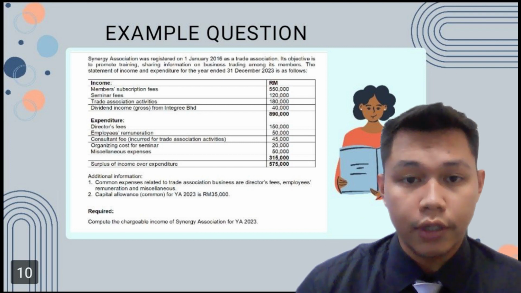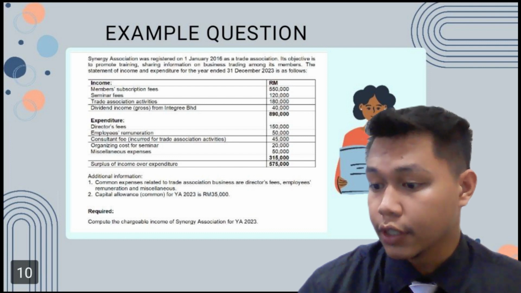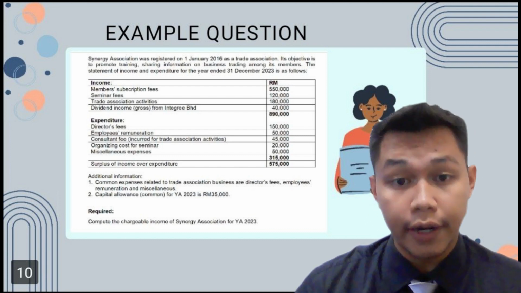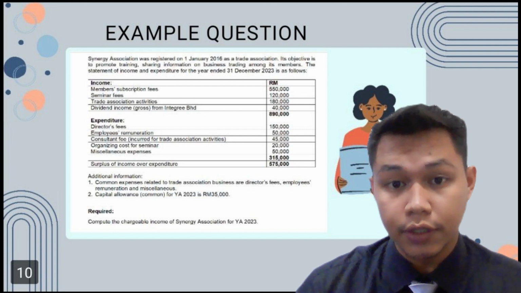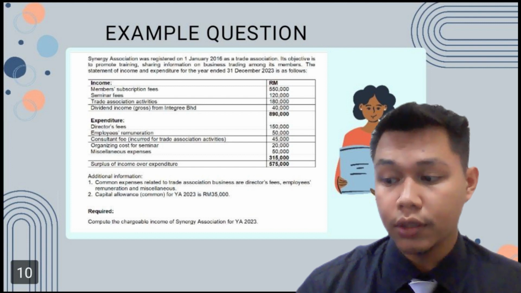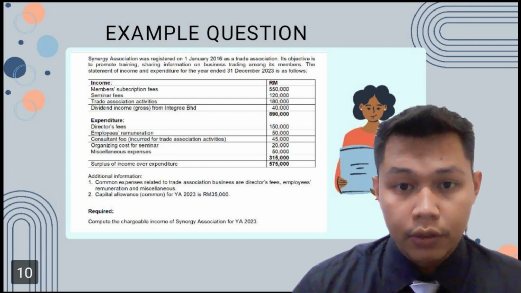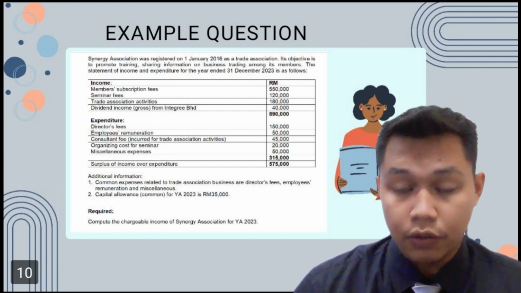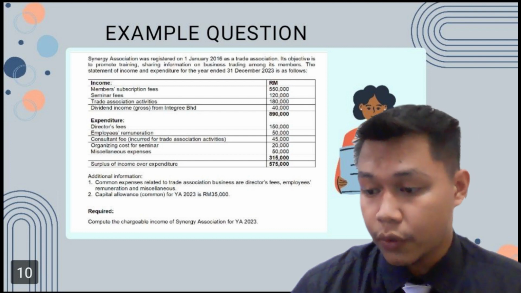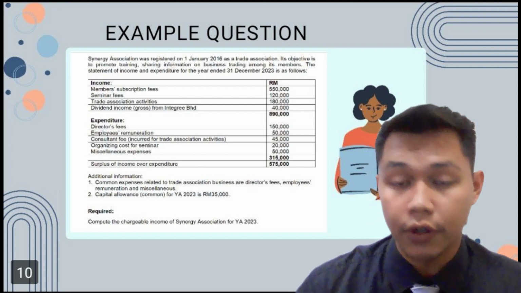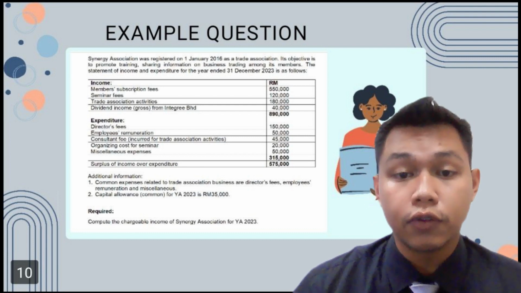The question also states additional information: the common expenses related to the trade association business are directors' fees, employees' remuneration, and miscellaneous expenses. And also the capital allowance for the year 2023 is 35,000. The question requires us to compute the chargeable income of the Synergy Association for the year of assessment 2023.